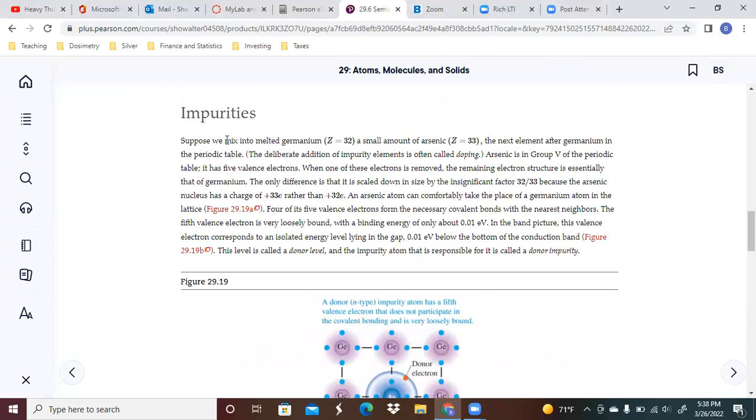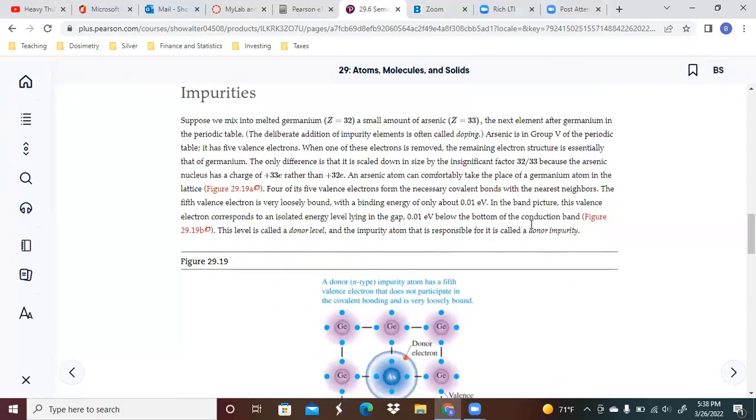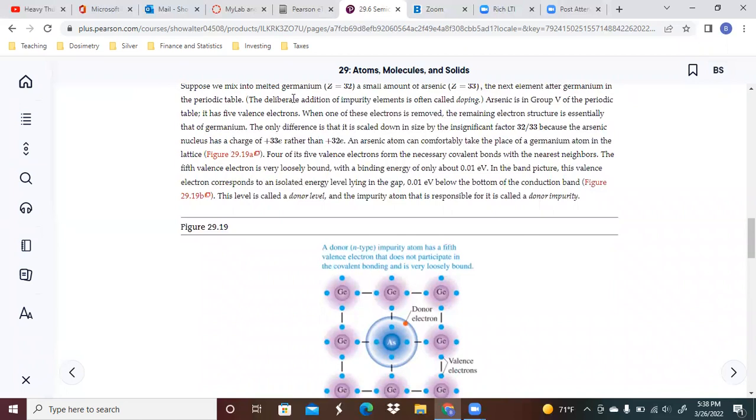So for impurities, suppose we mix into melted germanium a small amount of arsenic, the next element after germanium. The deliberate addition of impurity elements is often called doping. Arsenic is in group 5 of the periodic table. It has 5 valence electrons. When one of the electrons is removed, the remaining electron structure is essentially that of germanium. The only difference is that it is scaled down in size by the insignificant factor of 32/33 because the arsenic nucleus has a charge of 33 rather than 32.